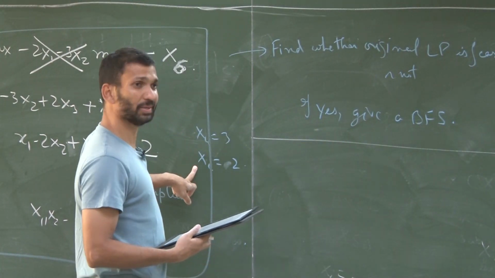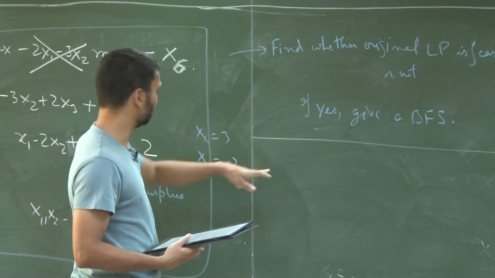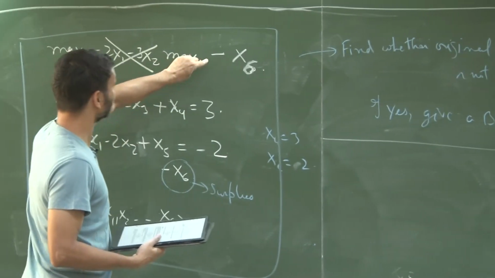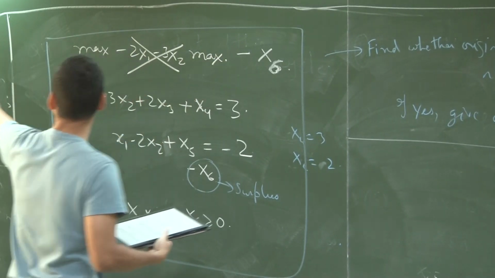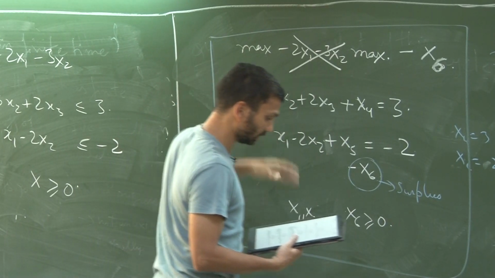Now, these are my basic variables, right? So that means I want to write x4 equal to in terms of non-basic, x6 equal to in terms of non-basic, and this optimization function. Now I have forgotten all about this. I'm just worried about this. Right?